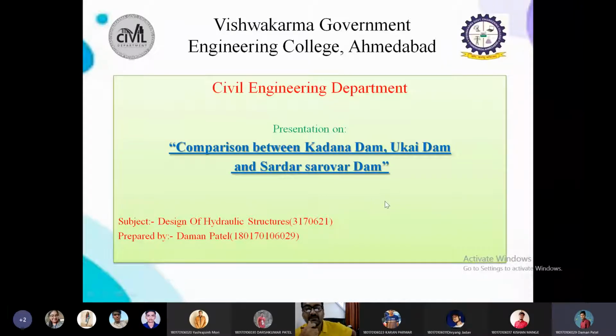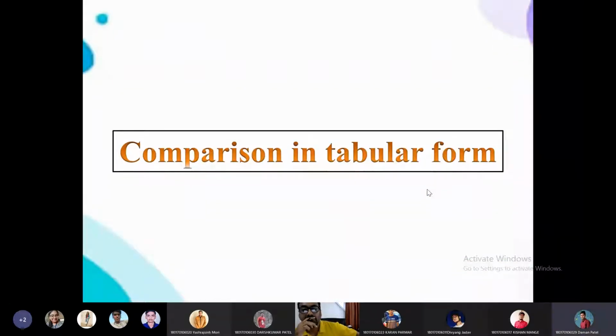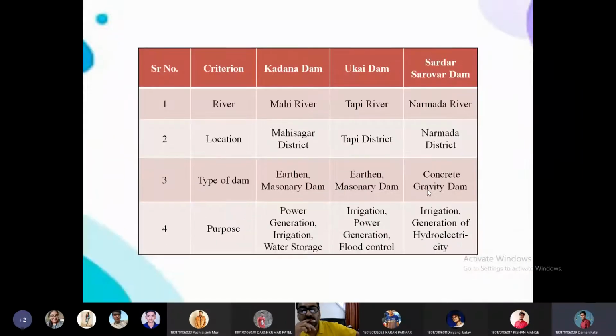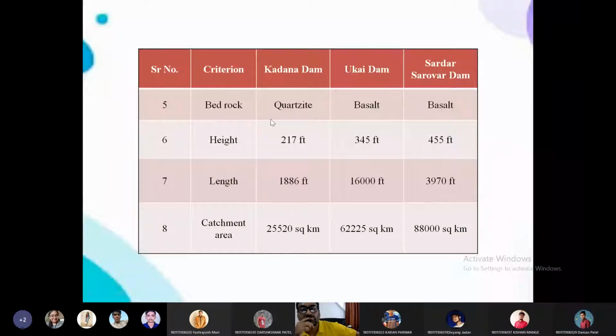Today's topic is the comparison between Kadana Dam, Ukai Dam, and Sardar Sarovar Dam. There are a few points which were repeated in the earlier presentation, which I will skip. First is the comparison in tabular form. In part 1, I mentioned only the tabular comparison. These are all repeated, so I will discuss what is not repeated. The bedrock for Kadana Dam is quartz, Ukai Dam basalt, and Sardar Sarovar Dam also basalt. Height, length, and catchment area are all repeated.